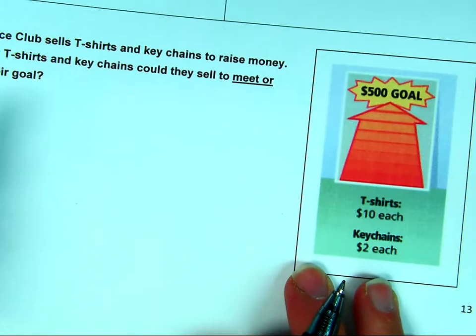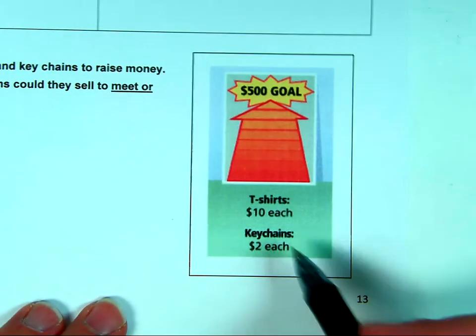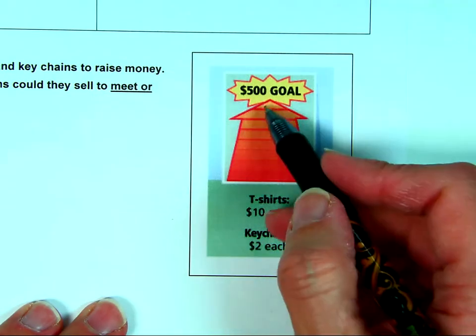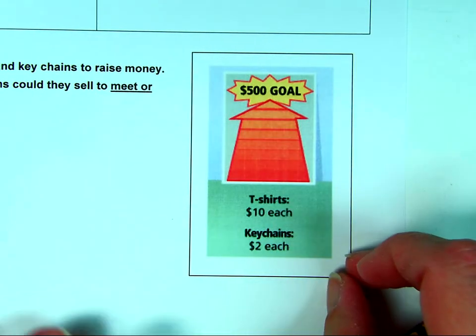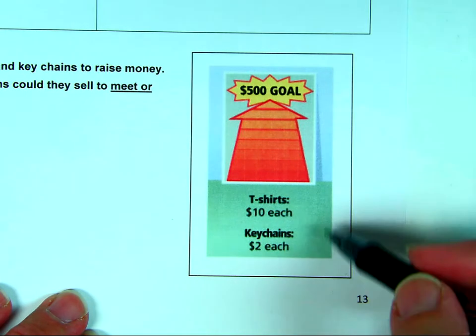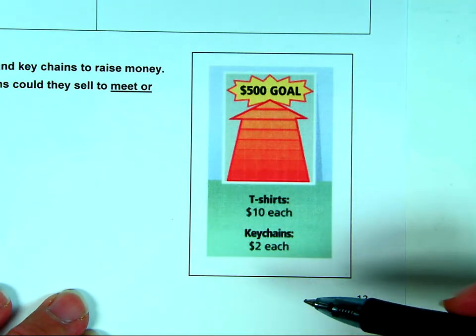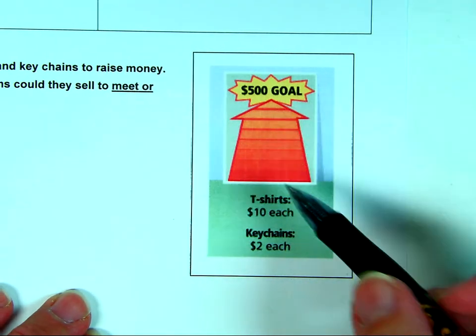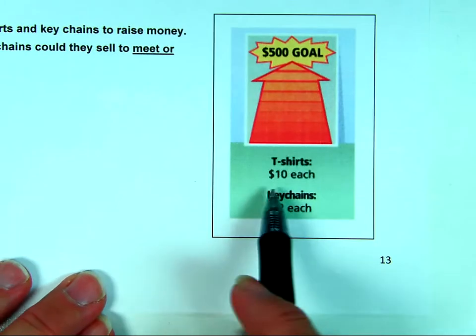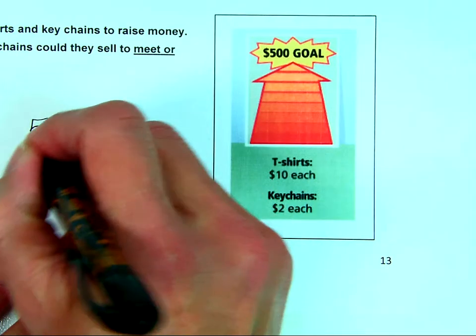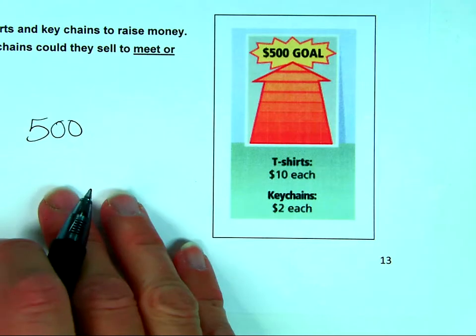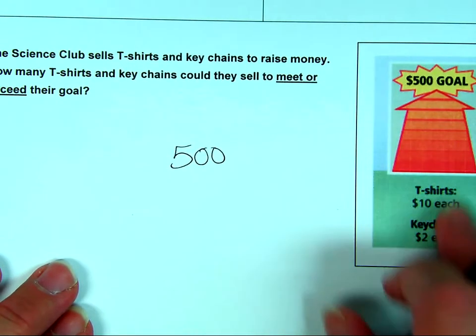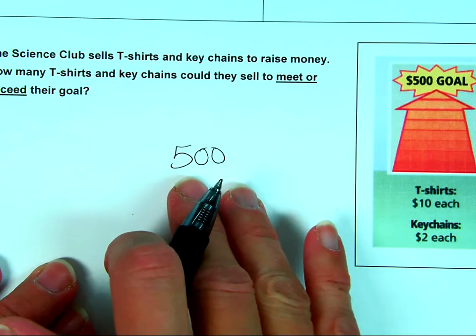You'll see that somebody's trying to sell some t-shirts and some keychains. Their goal is $500. So inequalities can be used to show a range of what they would need to do to make their goal. We know that their goal is $500, and we know that they want to meet or exceed that goal. So they want all of this money to be more than that, or at least equal to that.